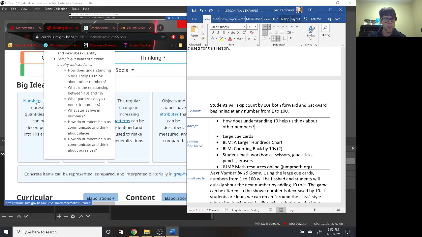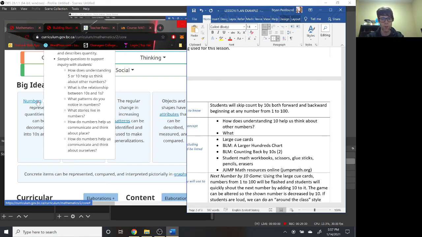Okay, what other questions do we have? What is the relationship between tens and ones? A possible essential question I could put in here. I think there's maybe better, especially this next question. What patterns do you notice in numbers? That's a good essential question.